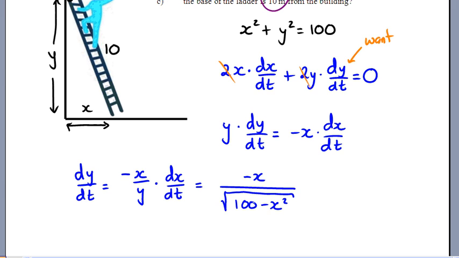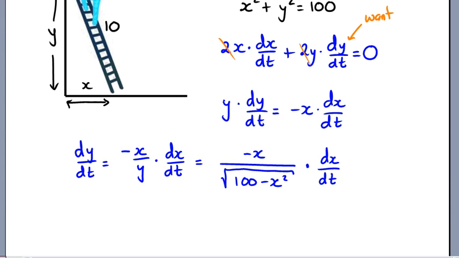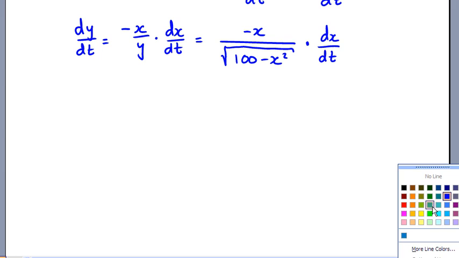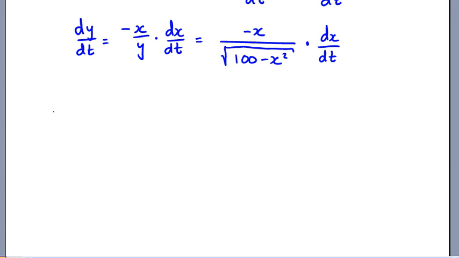So there's my negative x on top of y, and then I'm going to multiply that by the dx/dt, which is how fast the foot of the ladder is actually sliding out. Well, they've actually got 3 ones that we want to go and check, so this should go pretty quick. First story is when x is equal to 6. So the heel of the ladder is 6 meters away, and we're going to find out what dy/dt is.